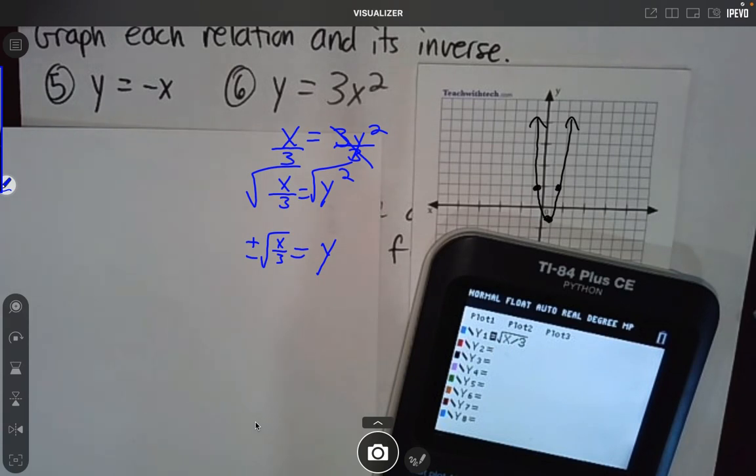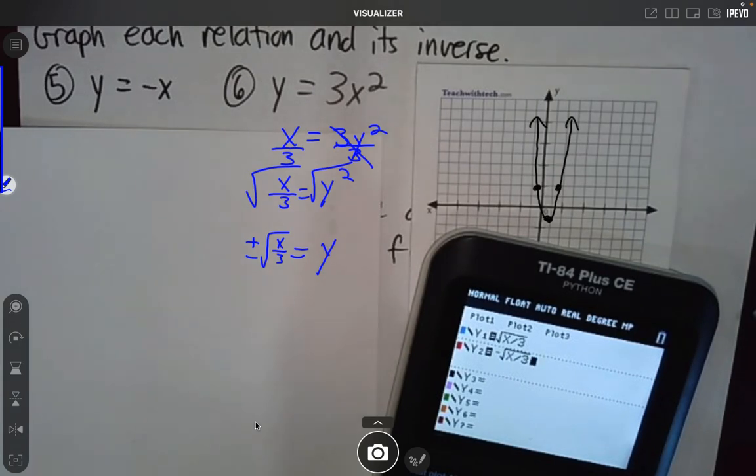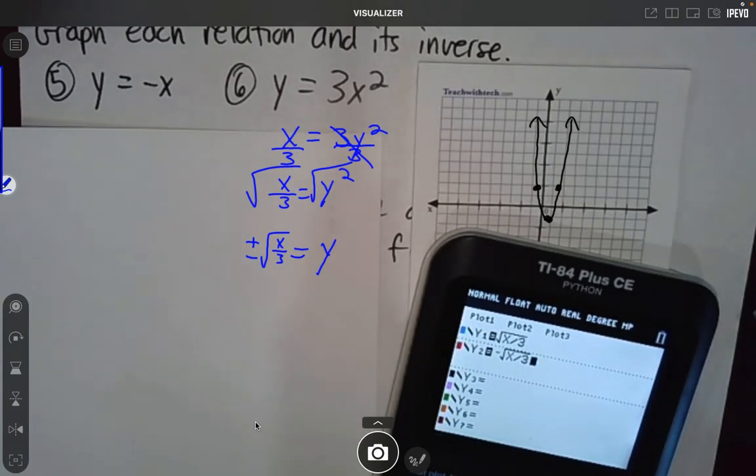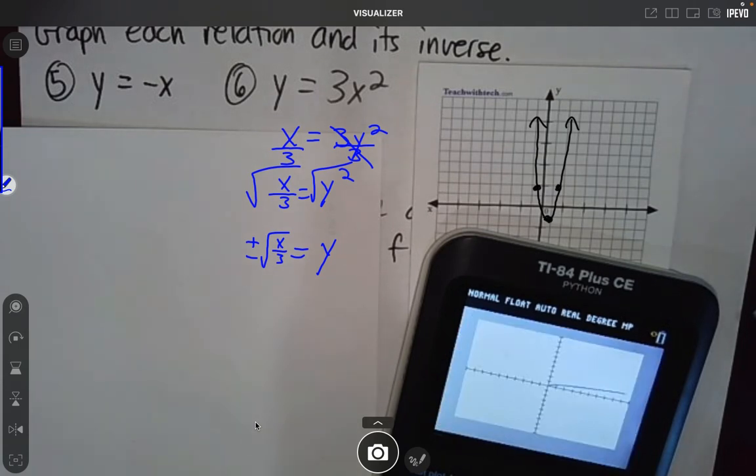You can't graph them at the same time. I mean, you can't type in positive and negative into one y equals. So this time I'm putting negative. So now I put x over 3. Okay? And make sure that's all under the square root. Is everybody good with that? Can I press graph? Okay, so here it is.